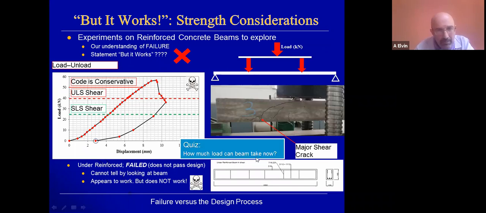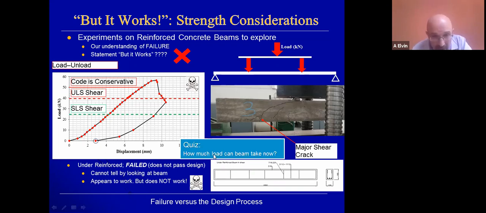How much load can the beam take now? So we're at this point again. Here, can you see how bad the shear crack is? Sorry for the rubbishy photo. Can you see the shear crack? Can you see it, from the load to the bottom of the beam? The entire beam is cracked. Major shear crack. I hope you can see it.